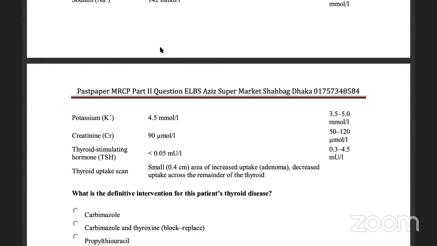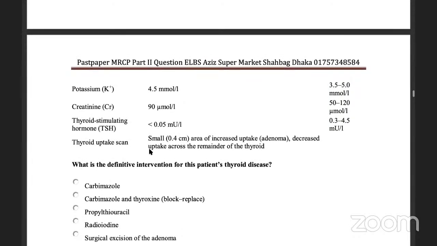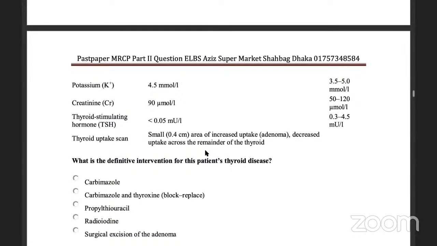What is the definitive intervention for this patient's thyroid disease? Definitive. So the thyroid uptake shows a small area of increased uptake, an adenoma, with decreased uptake across the remainder of the thyroid. So we can give radioiodine. No, single toxic adenoma.